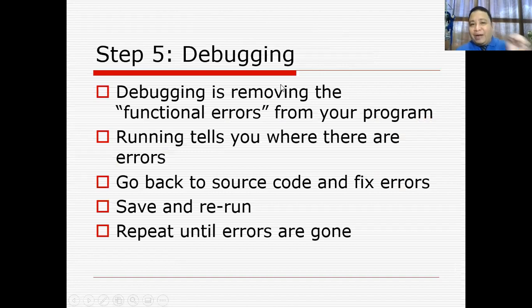Number 5, debugging. It's removing the functional errors from your program. So you need to debug programs when you run the program and it's not successful. Running tells you where there are errors. So automatically the program will pop up what's wrong. You go back to the source code and fix errors. Save and rerun. Repeat until errors are gone and your program is successful.